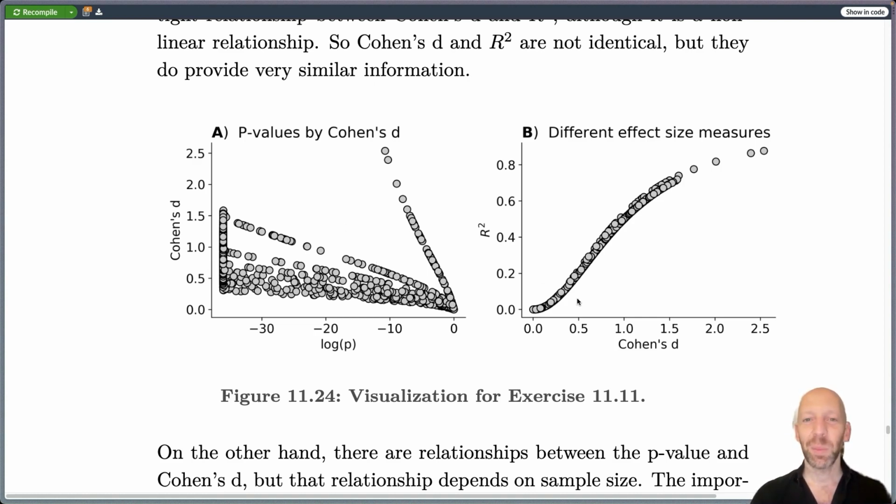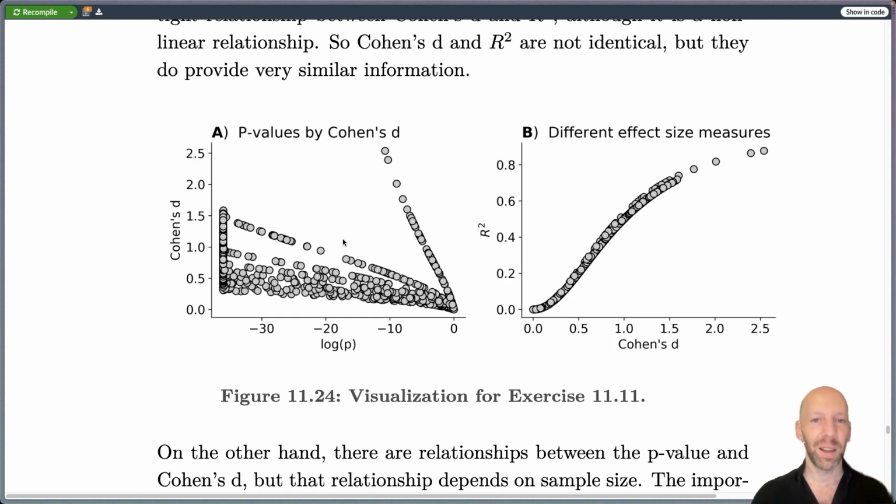Here you see the plot of Cohen's d by r squared. So these are two different measures of effect size. And I didn't do this here, but if you want, you could also plot the r squared by the log of p, the p-value here. So basically reproducing this panel, but for r squared instead of Cohen's d, if you like.